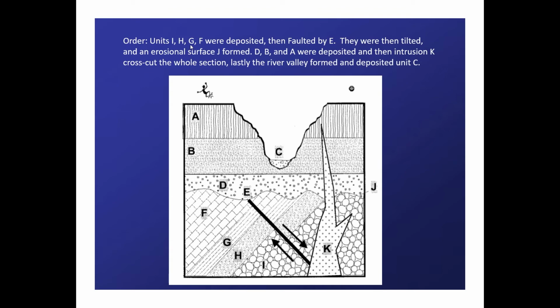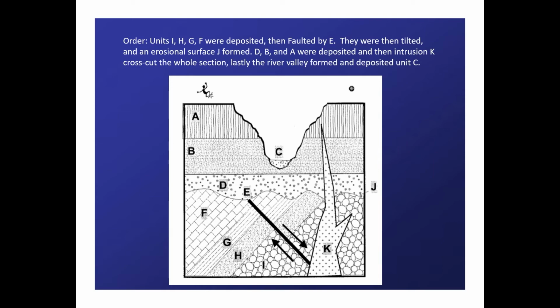So I have that I, H, G, and F were deposited using the law of superposition, I being the oldest and F being the youngest in that suite. I then have they were faulted by E. Okay, so they were offset by this fault E. They were then all tilted. This whole package was tilted from original horizontal to a tilted position.